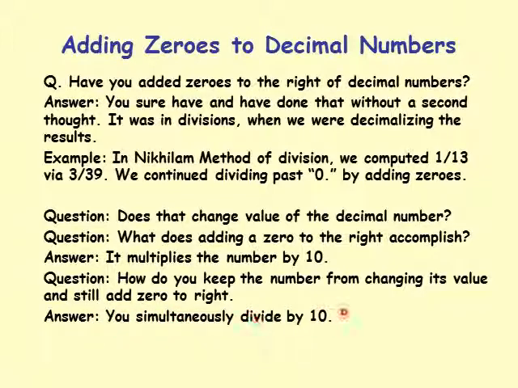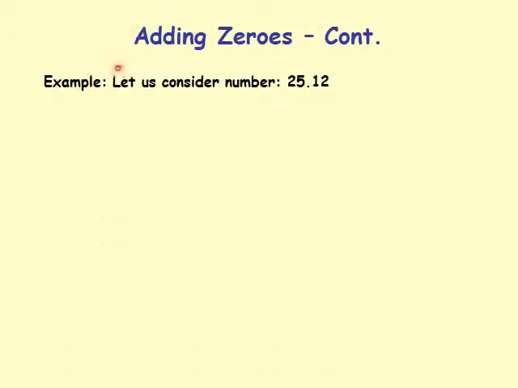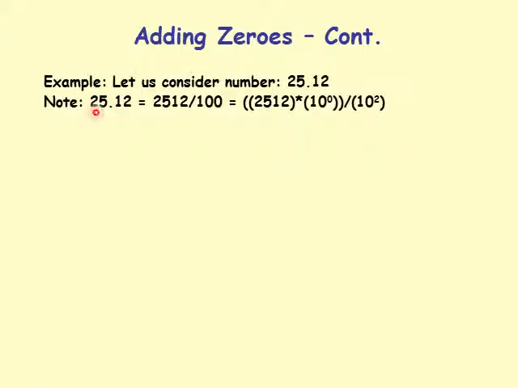If you simultaneously divide by 10 also, then you would have kept the value of the number and still added a 0 to the right. So let's consider the number 25.12. We want to add a 0, and this 25.12 is like 2512 divided by 100, which is like 2512 times 10 power 0 in the numerator, divided by 10 squared in the denominator. So that's like 2512 times 10 power minus 2.